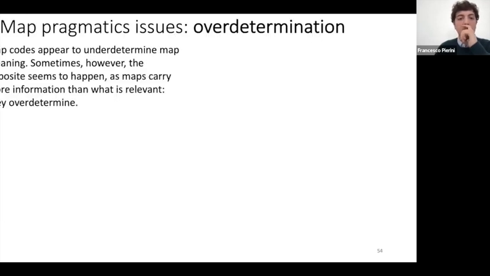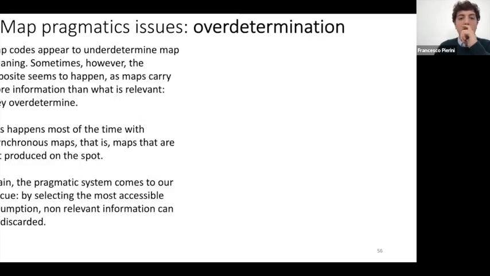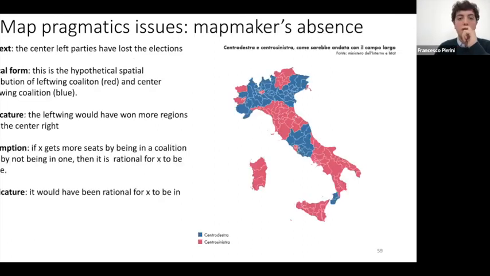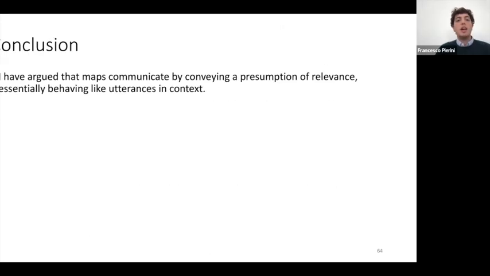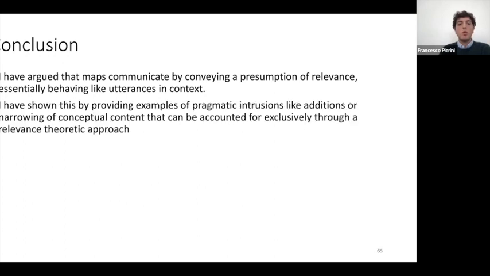This is another example of time. So I think that I'll just conclude now. These are other pragmatic issues. And so basically, just by showing that map communication features this kind of intrusion through inferred pragmatic enrichments in the evaluation, we can claim that maps convey a presumption of relevance, essentially behaving like utterances in context.